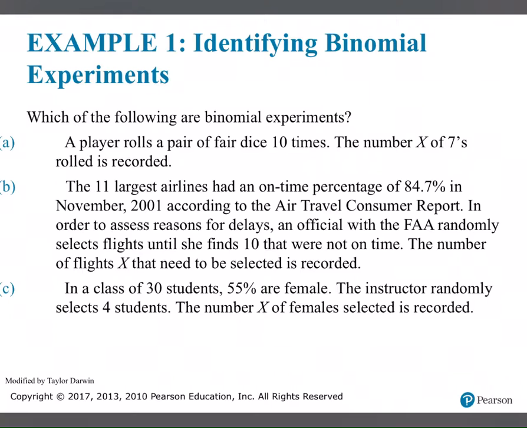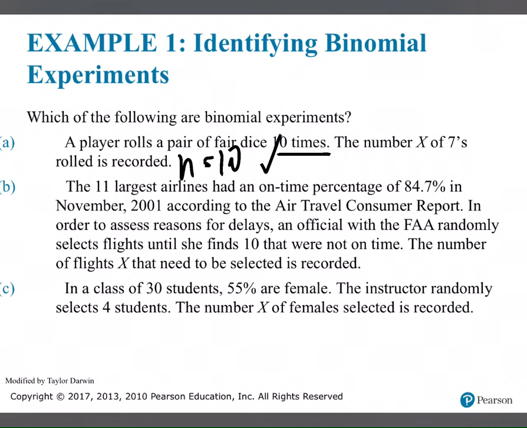A says a player rolls a pair of fair dice 10 times. The number X of sevens rolled is recorded. So we have a fixed number of trials. So N is equal to 10. It is independent because what I roll on one roll won't affect what I roll on the next roll. The success is constant because each time I roll the dice, I have the same probability of rolling a 7 as I did previously. And it is also mutually exclusive because you either get a 7 or you don't. It's either or. So this one is a binomial experiment.